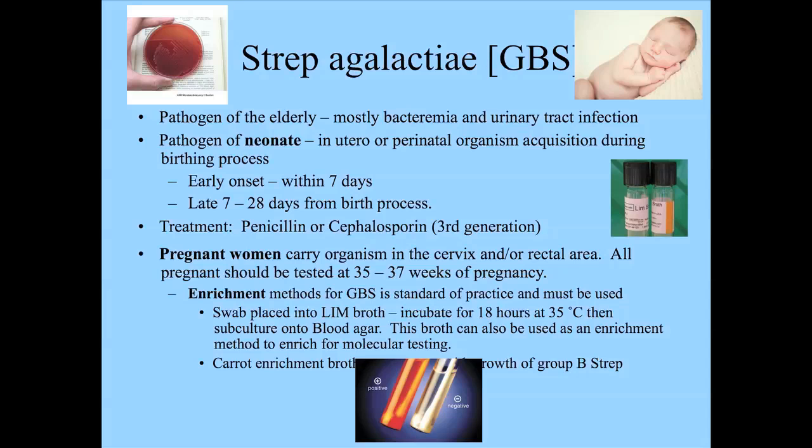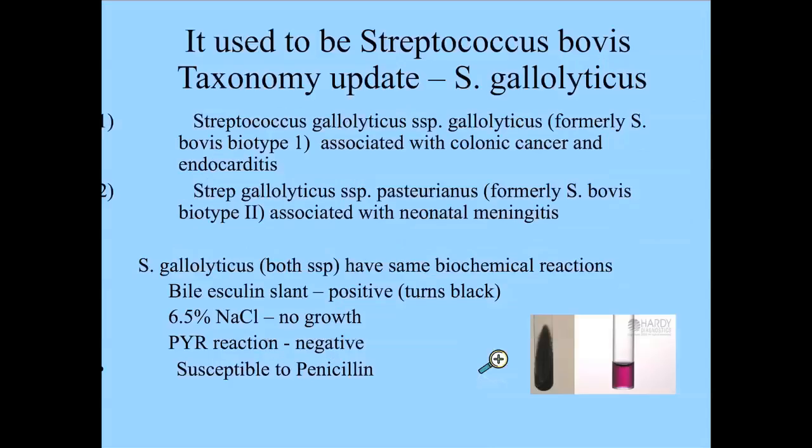The second type of broth that can be used is called the carrot enrichment broth. This will turn orange if group B strep grows in the carrot broth. Most laboratories will also go on with this testing and determine if the group B strep is susceptible to clindamycin or not. So this is a very important step for prophylaxis at the birthing time.